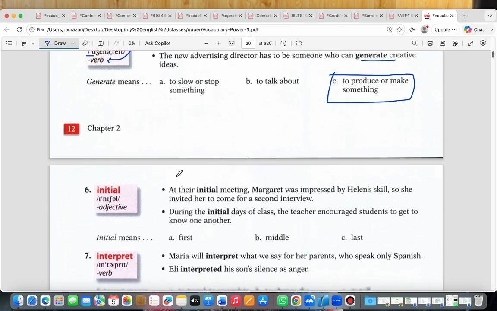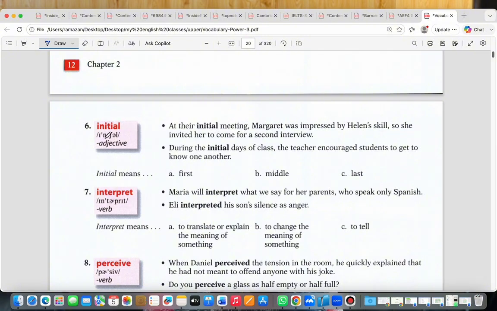Okay, now let's go for the sixth word. It's initial. It's an adjective. The second syllable is stressed. It means first. The meaning of initial is first.